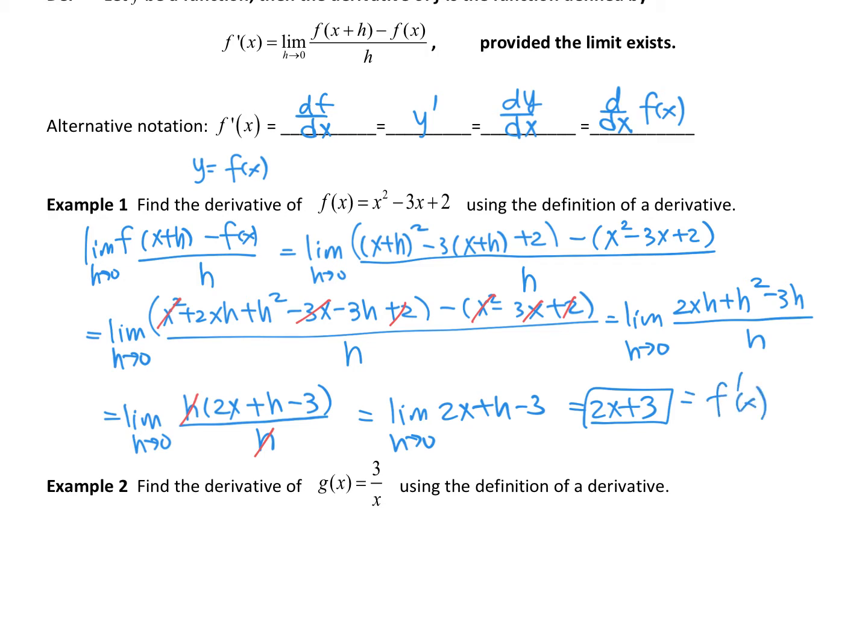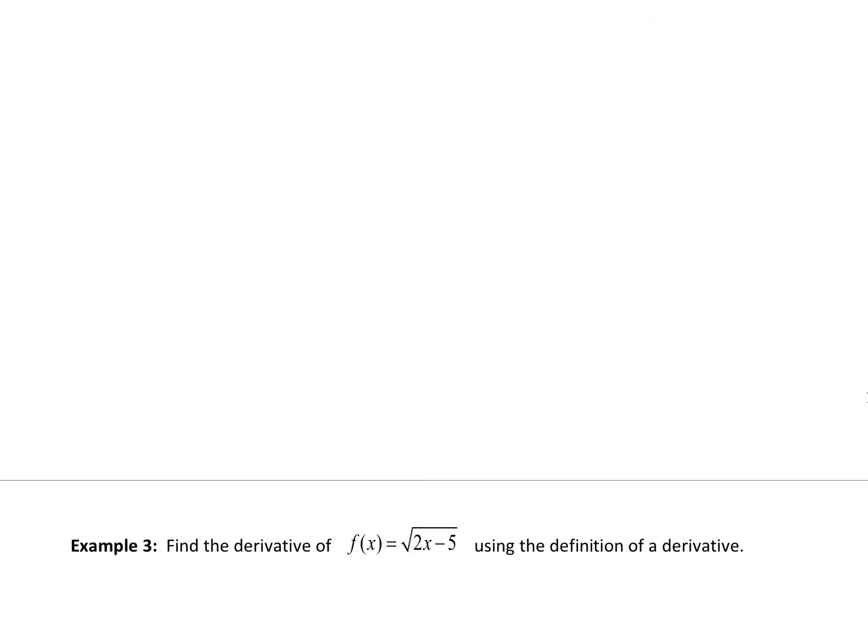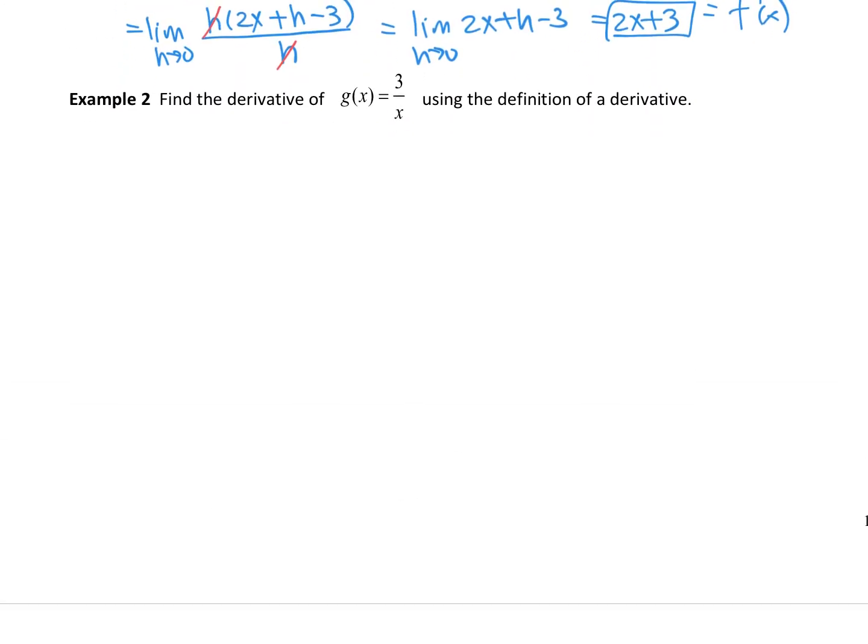All right, next, example 2 and example 3, a little bit more involved. I'm going to get started, and then I'm going to have you finish it. So do the same thing. Example 2 says find the derivative of this. Okay, fine. So we'll do the setup. Limit as h goes to 0, g of x plus h minus g of x over h.